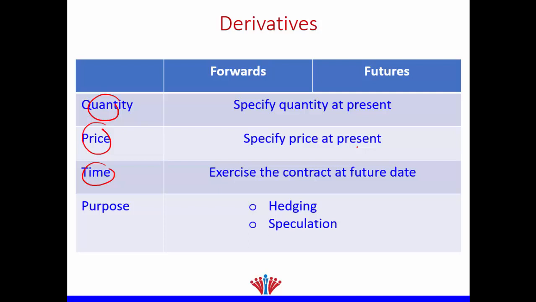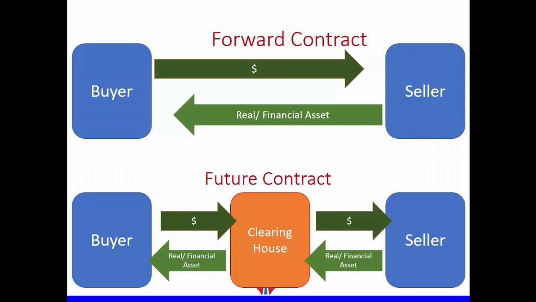Now let's talk about the differences between forward and futures contracts. In a forward contract, it's considered a private contract. What do you mean by private contract? It means that it's a direct relationship between the buyer and the seller. The buyer will promise to pay a certain amount of money in the future to the seller, and in the future the seller will promise to sell a financial or a real asset to the buyer. Therefore, they don't have any intermediary. Both the buyer and the seller know each other.